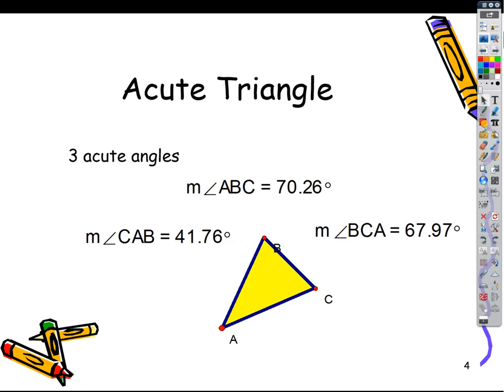If the measure of angle ABC, so that would be that one, right? Remember how we name angles. The middle letter is always the vertex of the angle, isn't it? Right. So it'd go A, B, C. That one's 70.26, CAB, so angle A is 41.76, and angle BCA, we could also call it angle C, is 67.97. If I added all those up, what are they supposed to add up to? 180, yep, you got it. But they're all acute. So what about a right triangle? What's a right triangle gonna be? You guys all know this, but just tell me, using geometry terms. 90-degree angle. Okay, how many of those are there gonna be?